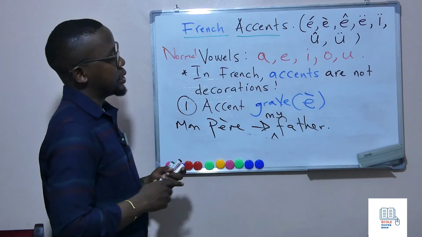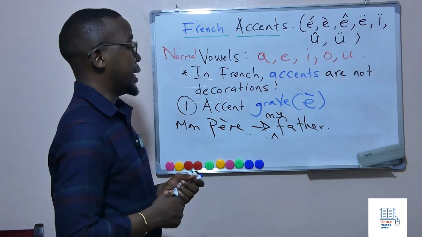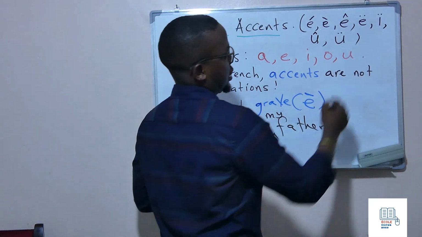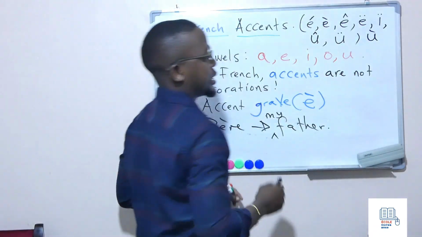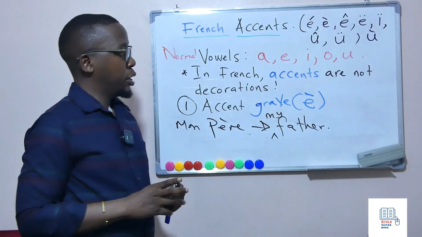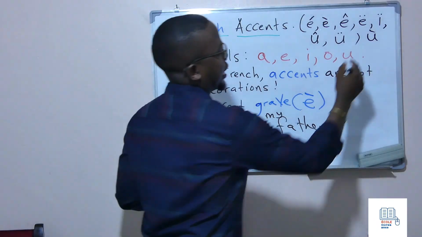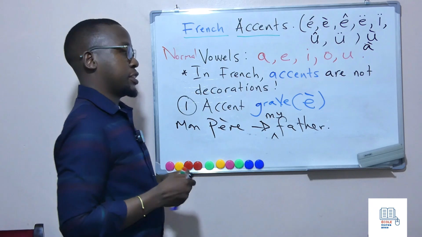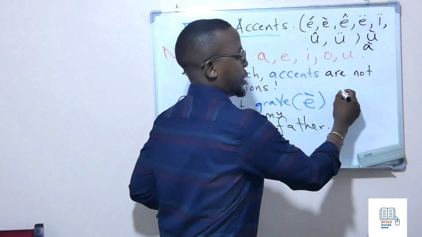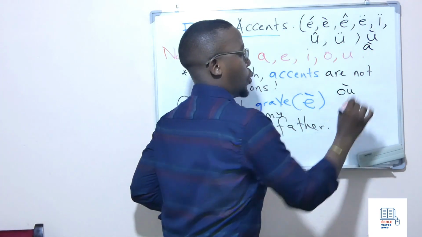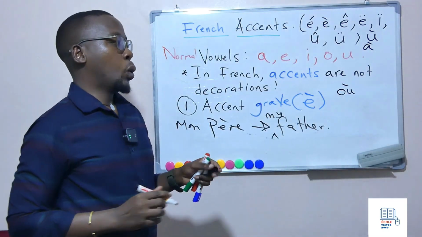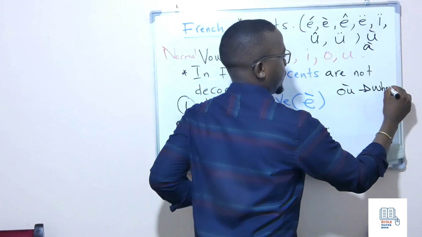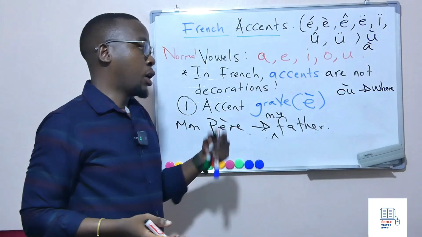So you can also find it in other letters, like the letter U, for example. I didn't include it here. You can find it in letter U, okay? You can find it in letter A, okay? With many words. For example, in the letter U, you'll find something like où, which means where.